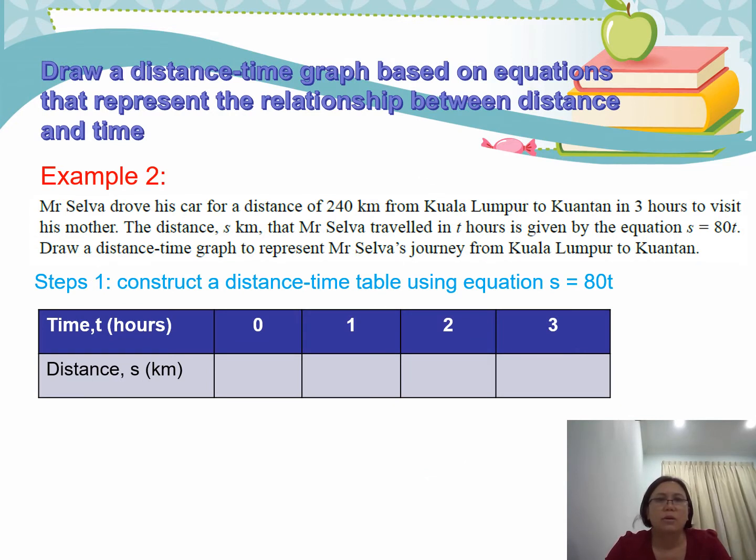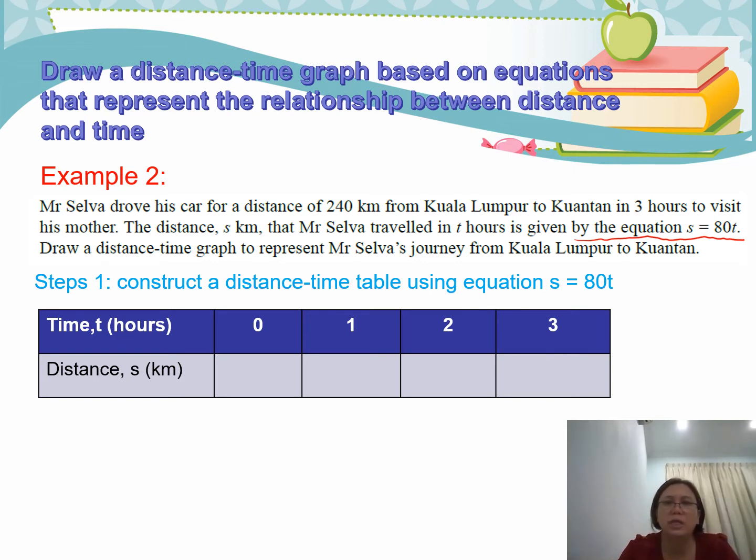Example 2. Draw a distance and time graph based on an equation that represents the relationship between distance and time. Mr. Silva drove his car for a distance of 240 km from Kuala Lumpur to Kuantan in 3 hours. The equation is given by S equal to 80T, where S means the distance and T represents the time in hours. Step 1. Construct a distance and time table using the equation S equal to 80T. So you have to fill in all the empty spaces here.